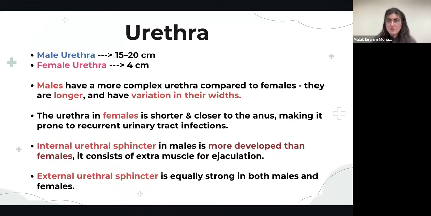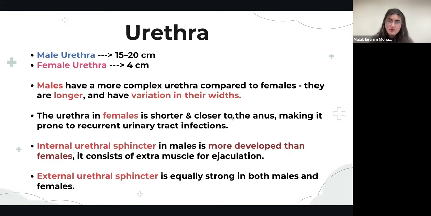So the male urethra is much longer because it has to span across the entire penile shaft. It's from 15 to 20 centimeters, whereas the female urethra just has to go through the cervix and the vagina, so it's just 4 centimeters. Males have a longer and much more complex urethra compared to females, with variations in their width, which we'll go over in a second.